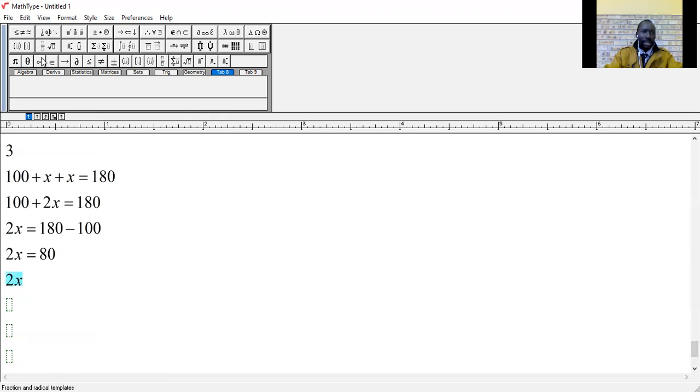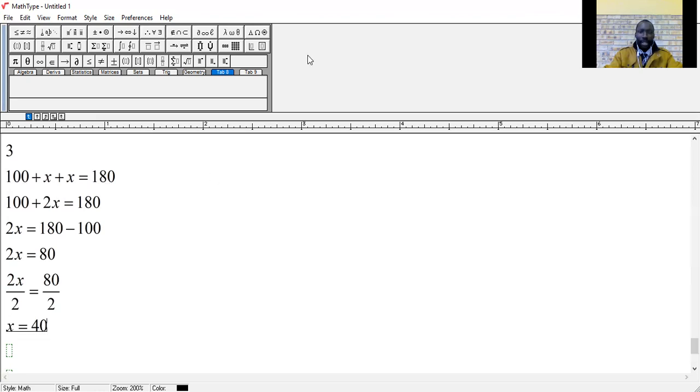So now in the next step, to find the value of x, we will divide 2x by 2. So we say 2x divided by 2 should be equal to 80, which we also divide by 2. We find the value of x as 40 degrees. Now notice that these other two angles, x and x, will each be 40 degrees. So the triangle we are dealing with in this case has 100 degrees, 40 degrees, and 40 degrees. That means this one is an obtuse angled triangle.